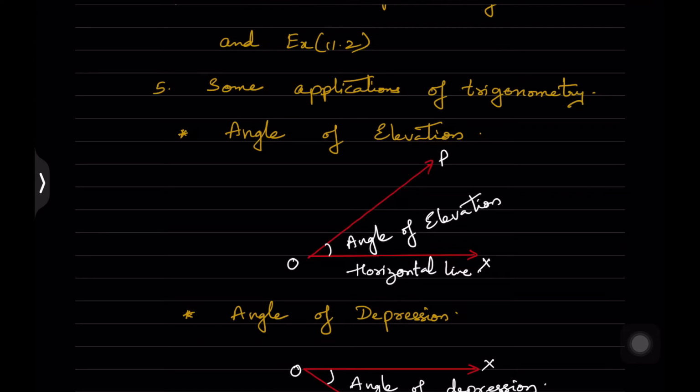What is angle of elevation? From some base, OX is a horizontal line. If a person is standing there and looking at the top of a pole or a building, standing in a horizontal position at the bottom of the pole, the angle made when seeing the tip of the pole or the top of the building is the angle of elevation.